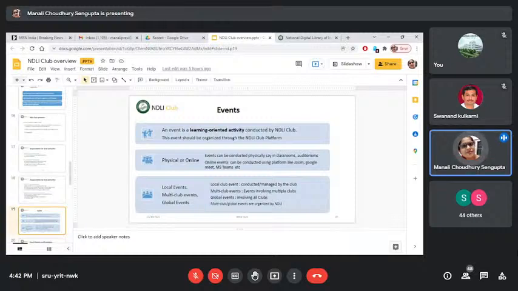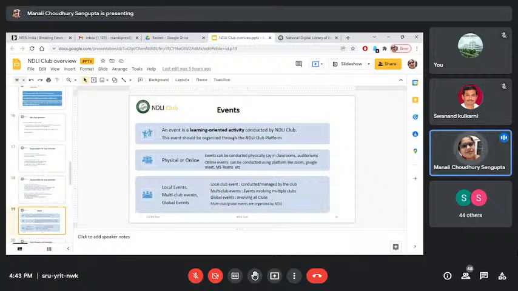So what kind of events can you do? You can do learning-oriented activities, physical or online. Yes, now during this pandemic situation, physical activities cannot be done, because students are not coming and we don't know when things will properly regularize. So till then we will be in online mode. Physically, you can conduct any event in classrooms or auditoriums. And online, you can do it on Zoom, Google Meet, or MS Teams, like we are doing right now.